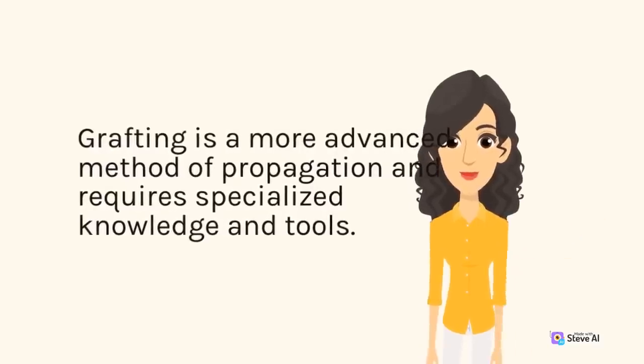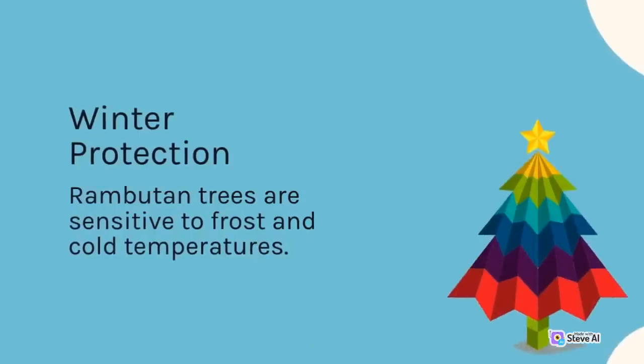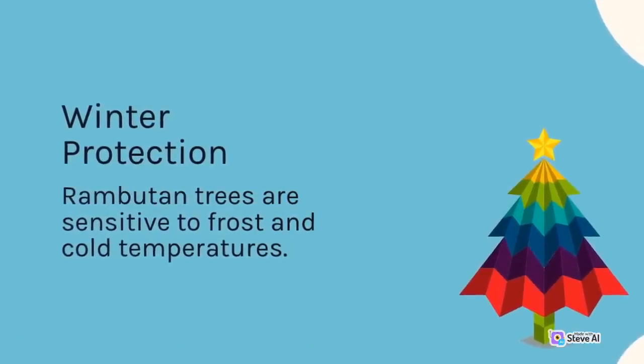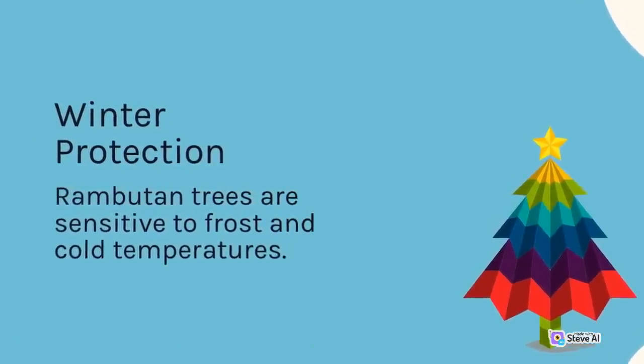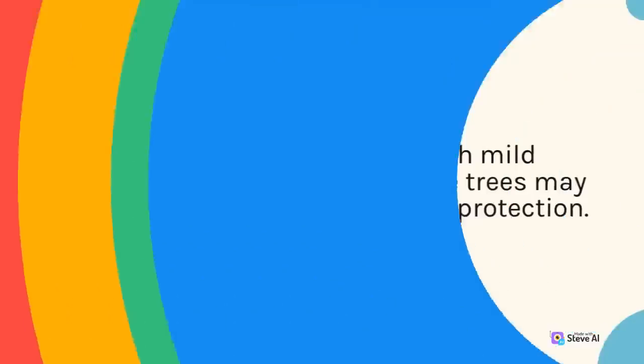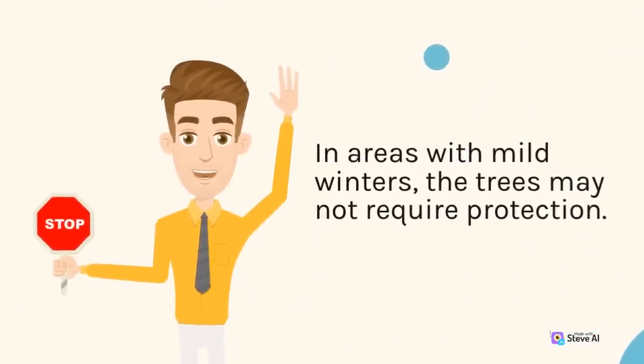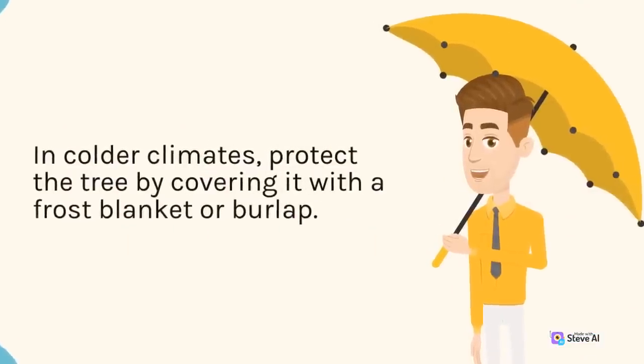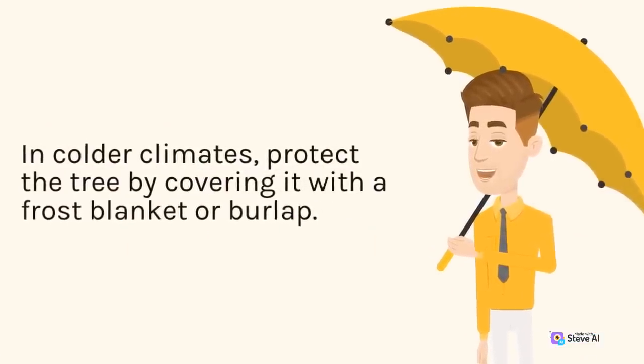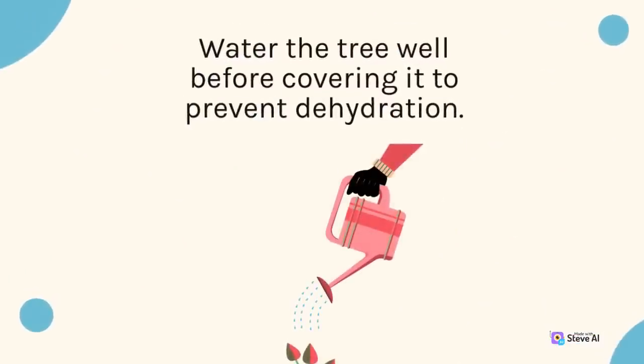Winter protection. Rambutan trees are sensitive to frost and cold temperatures. In areas with mild winters, the trees may not require protection. In colder climates, protect the tree by covering it with a frost blanket or burlap. Water the tree well before covering it to prevent dehydration.